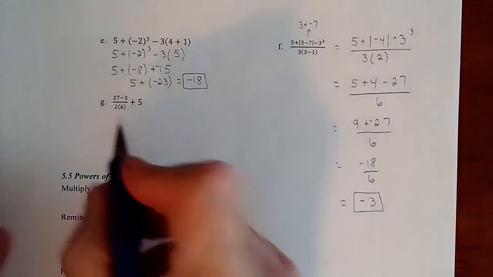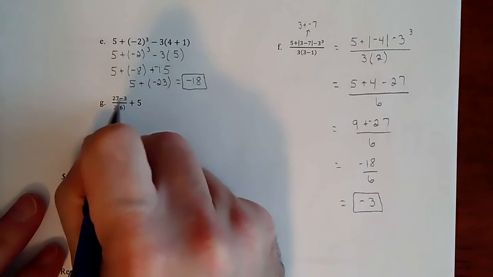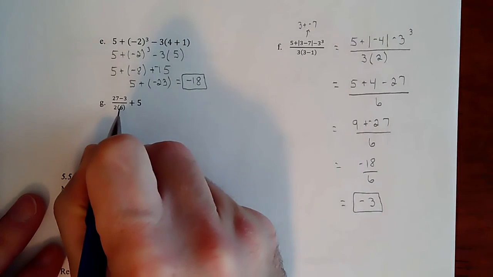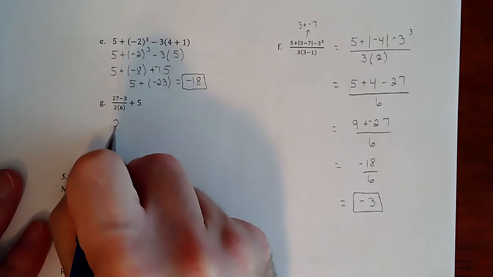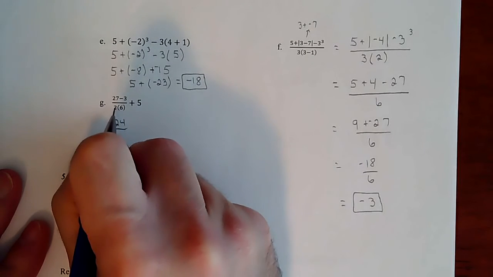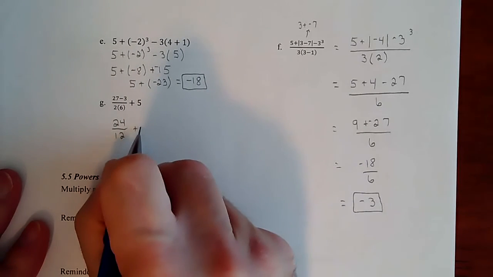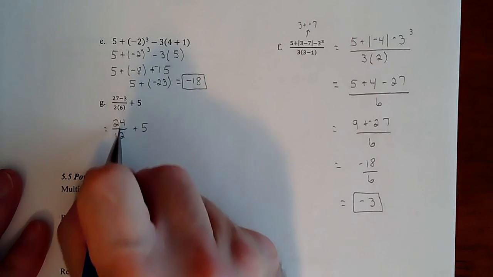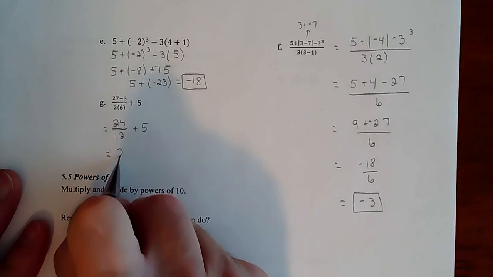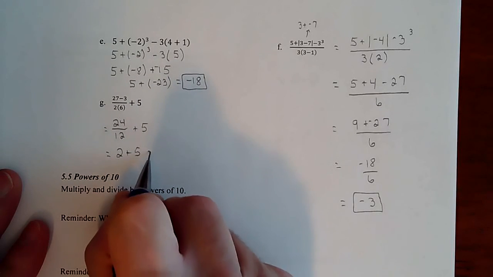All right, last one. We're going to take care of this fraction, and then we're going to add 5 to it. So I'm going to do the top. We'll do the bottom, kind of separate at the same time. So 27 minus 3 is going to be 24. And then 2 times 6 is 12. We'll get that answer here in a second. So 24 divided by 12 is 2, plus the 5. It's going to equal 7.